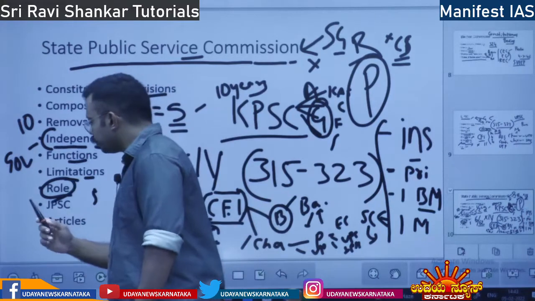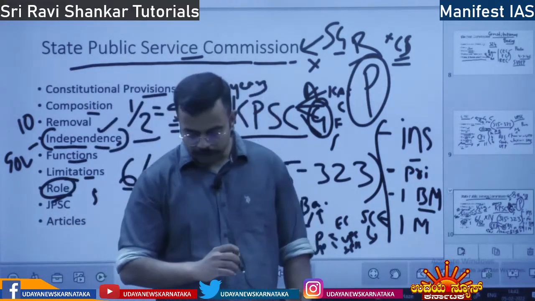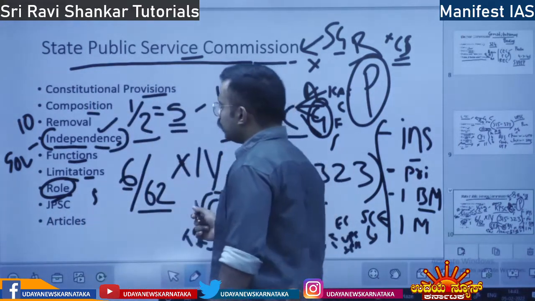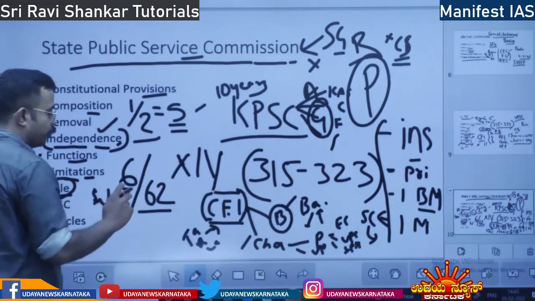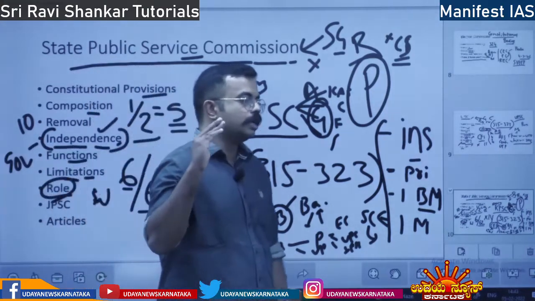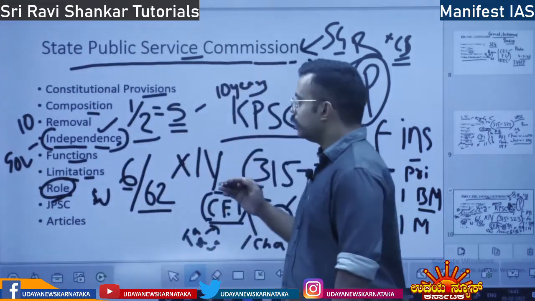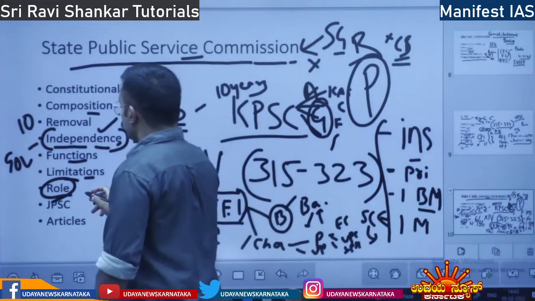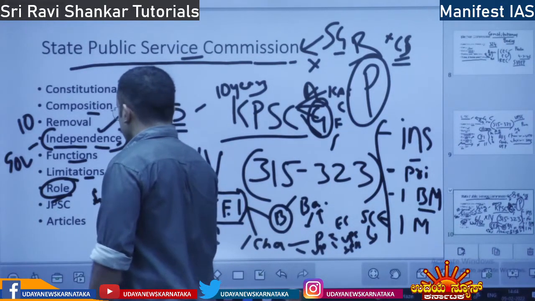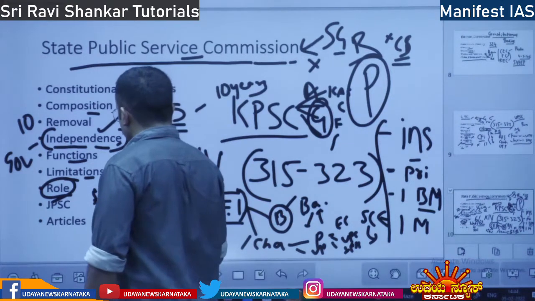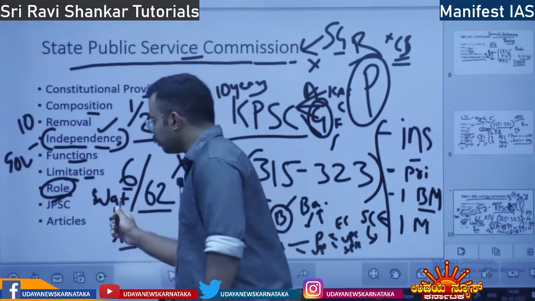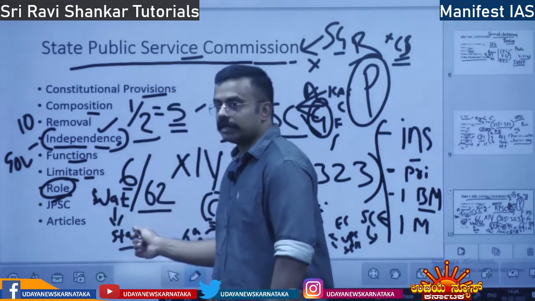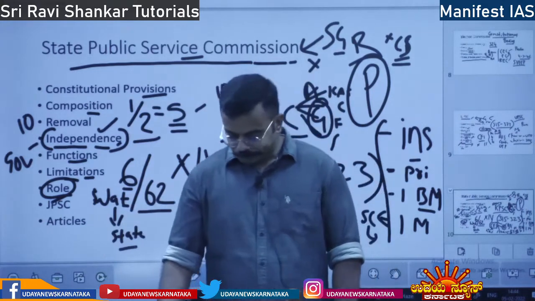So what is the role of State Public Service Commission? It also acts as a watchdog of merit system. Only people who have merit, only people who qualify the exam, can be appointed. So watchdog of merit system at the state level. UPSC acts as a watchdog of merit system at central level. This SPSC acts as a watchdog of merit system at state level. Okay.